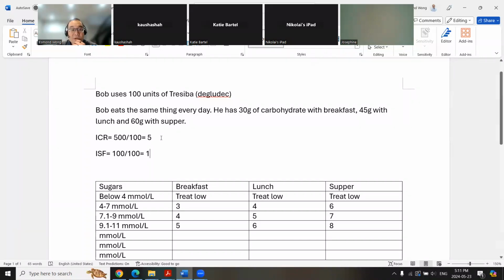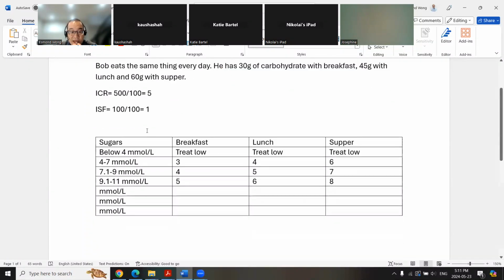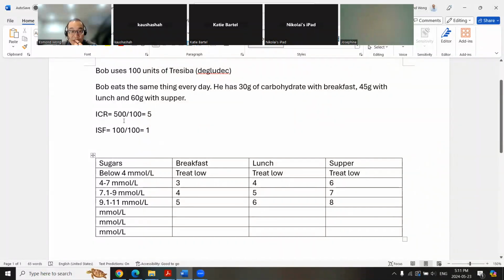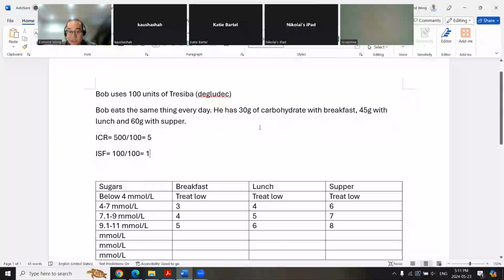Okay, so let's do it this way. Let's say he's using 100. In this case, we would have to recalculate his insulin carb ratio. So 30 grams of carbs, but 1 unit only covers 5 grams of carbs. So now this becomes 6. Then with the 45, it evenly divides into 9. We don't need to round down or anything like that. And then with 60, why am I so bad at math right now? Sorry, 12. Anyway, let me get rid of these numbers just to avoid confusion.